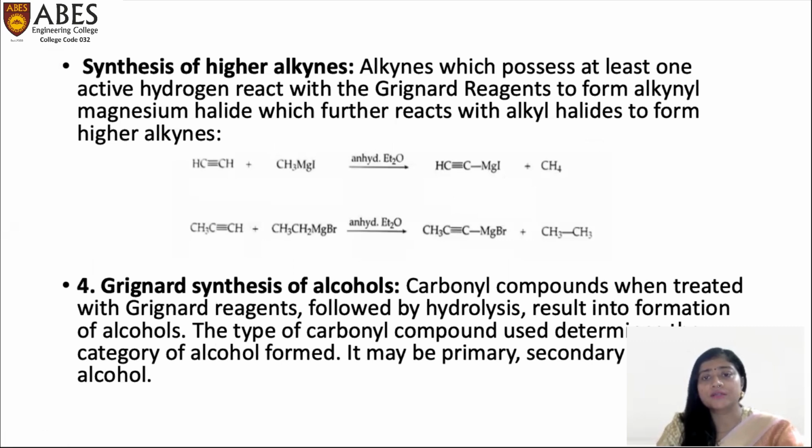Reaction with Grignard reagent should take place to form alkynyl magnesium halide, which further reacts with alkyl halides to form higher alkynes. And the most important application, which is used in industry as well, is Grignard reagent synthesis of alcohol. So here, primary, secondary, tertiary alcohols are formed readily and easily by Grignard reagent.